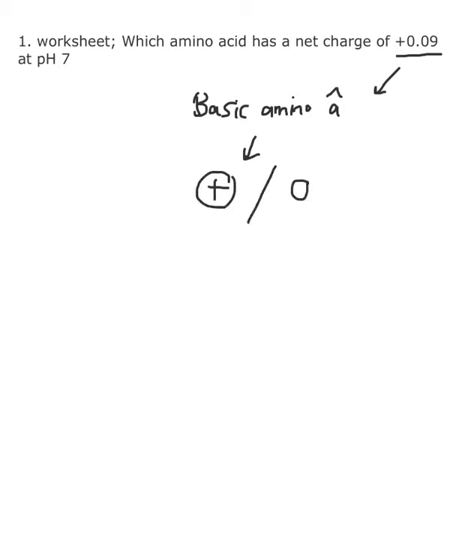So number one, which amino acid has a net charge of plus 0.09 at pH 7? So plus 0.09 will indicate that this amino acid has to be a member of the basic amino acid group, because at pH 7, this amino acid can have either plus charge or neutral charge.